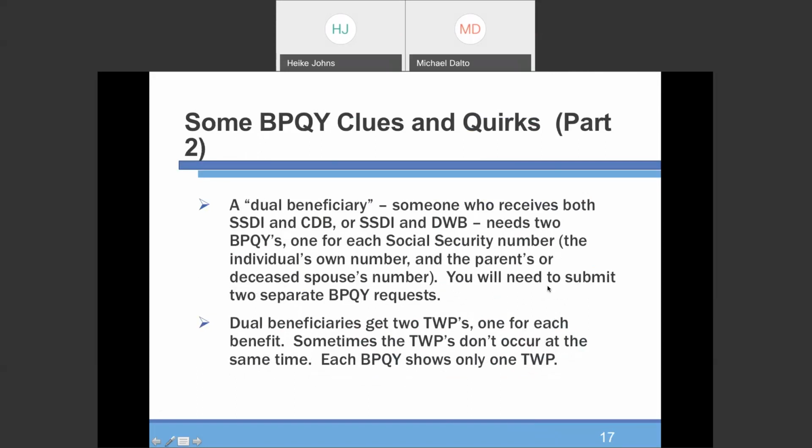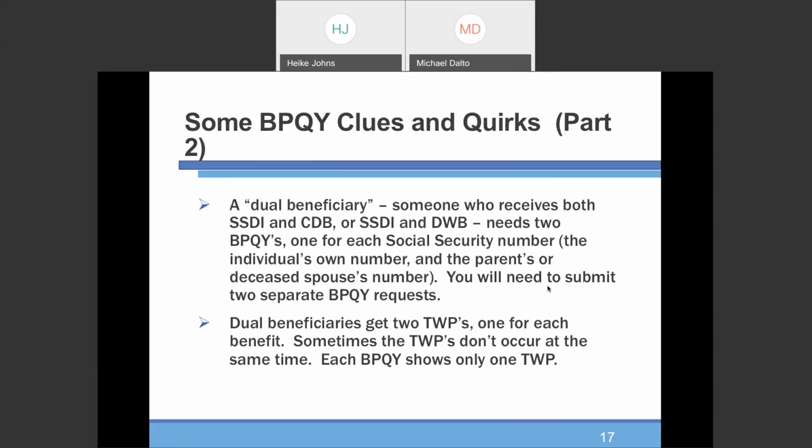Now, we talked about a concurrent beneficiary, and that was the second BPQY we looked at, somebody who was receiving Social Security disability and SSI. A dual beneficiary is something different. That's a person who receives two different Title II disability benefits. It could be SSDI and CDB, or SSDI and DWB. If a person gets two Title II benefits at the same time, then you need to request two different BPQYs.